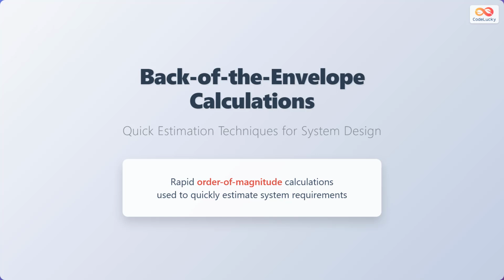Welcome. This video will introduce you to the concept of back-of-the-envelope calculations. These are quick estimation techniques that are crucial for system design. At its core, back-of-the-envelope calculation involves rapid order-of-magnitude calculations. This means we're focusing on getting a rough estimate, rather than precise figures, to quickly understand the scale of our system requirements.